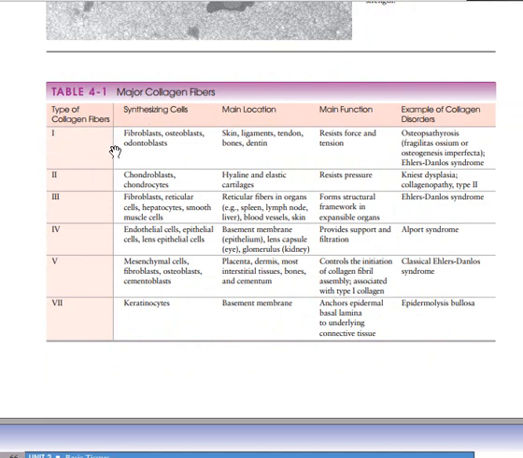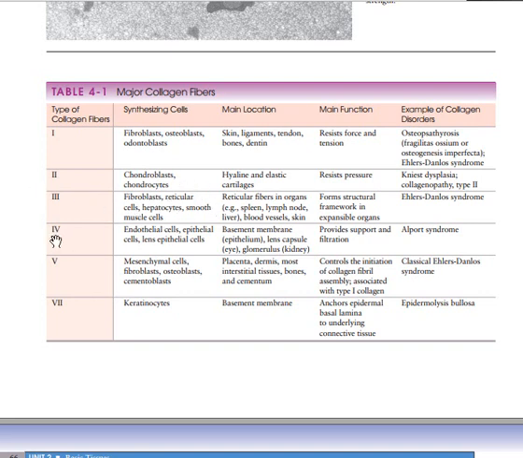So type 1 is produced by the fibroblast, osteoblast, odontoblast. Type 2 is produced by chondroblasts and chondrocytes, so you are going to see this mostly inside cartilages. Type 3 is going to be produced by fibroblasts and reticular cells. So type 3 is also called reticular fiber, because it is produced by reticular cells, hepatocytes, smooth muscles, and all that.